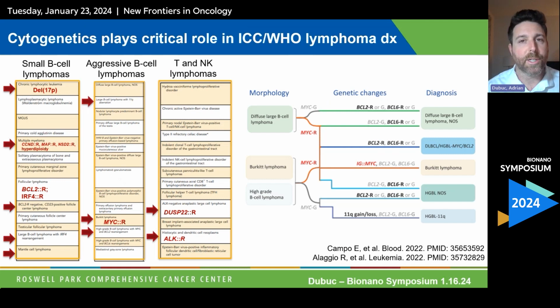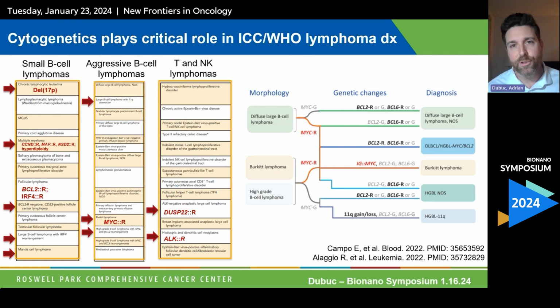Now, cytogenetics plays a critical role in the diagnosis of lymphoma, and here I'm showing examples of the most recent iterations of the ICC and the WHO classification systems. On the left-hand side, I'm demonstrating with the red arrows how a number of lymphoma entities now require the use, either detection or exclusion, of some structural rearrangements in order to achieve a final diagnosis. And the same is true for the WHO.